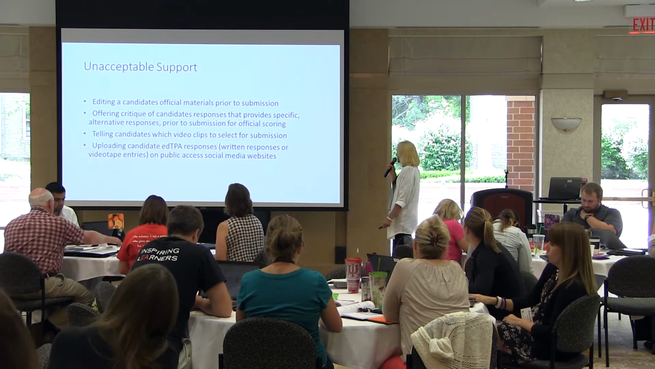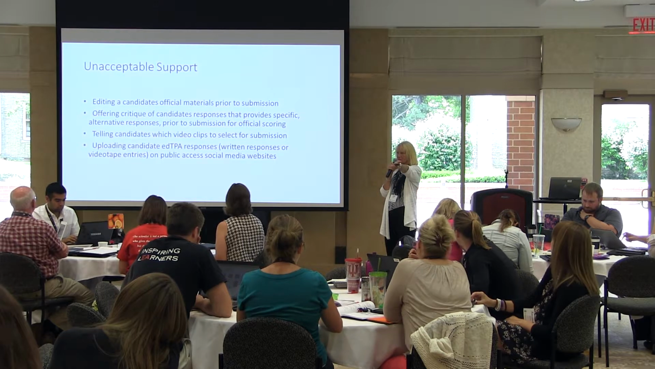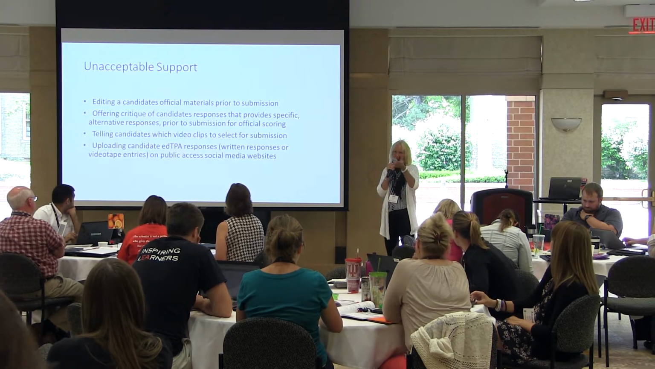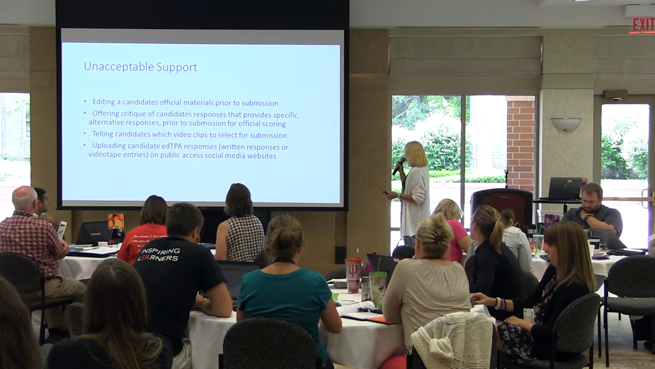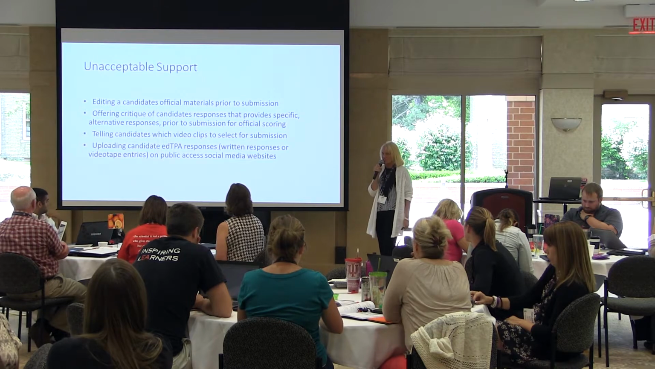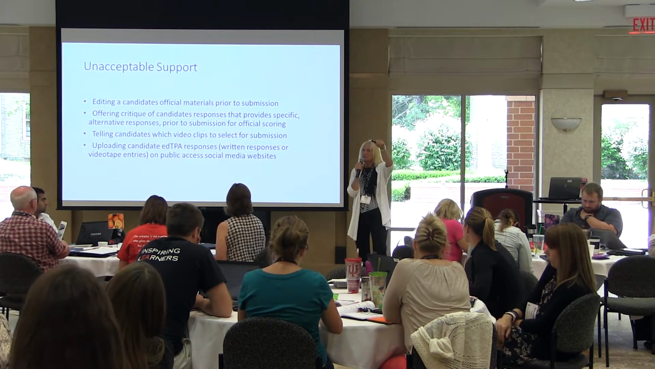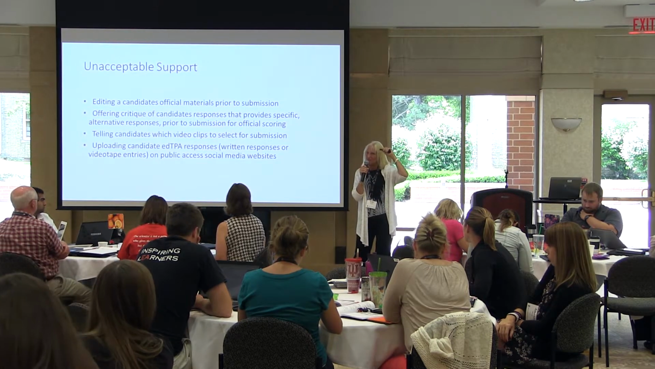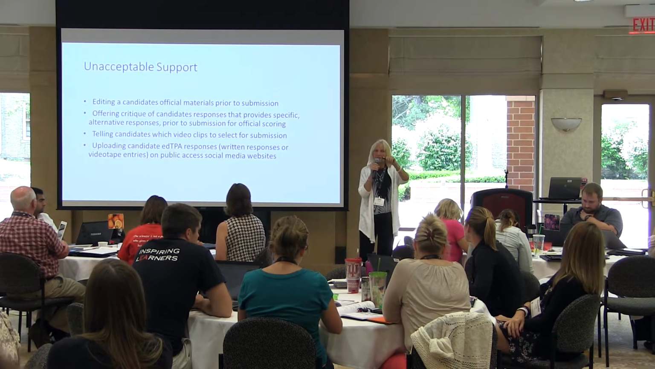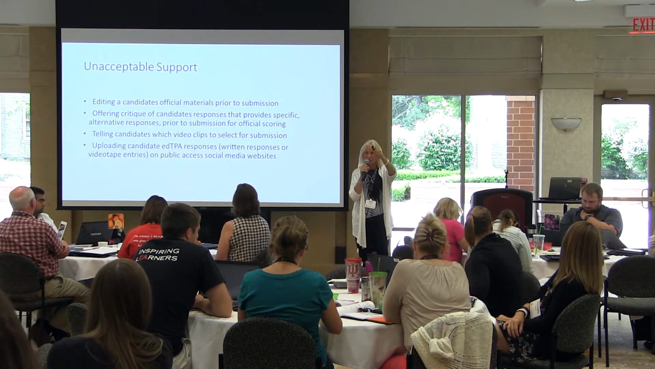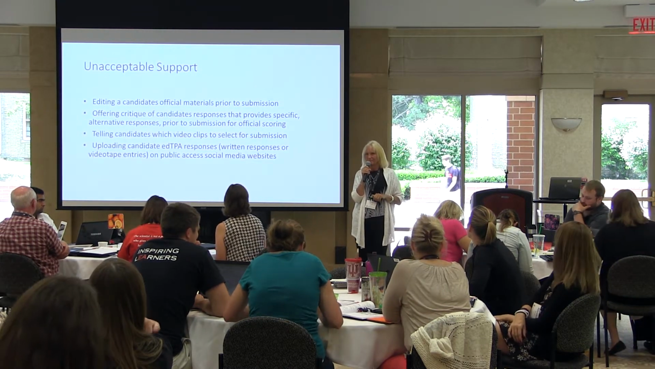So, okay, here we are, unacceptable support. You cannot edit a candidate's official materials that are going to be submitted. They can't give you their edTPA, and you cannot sit there and make changes or tell them what to write. You cannot offer critique of candidates' responses that provide specific alternative responses prior to submission. But you can say, I think maybe you should relook at prompt 1 and think a little more deeply. Look at what it's asking you and see if that's actually in there. Or look at the understanding rubric progressions document for this rubric, see what a 3 is, and tell me, do you have everything in there?